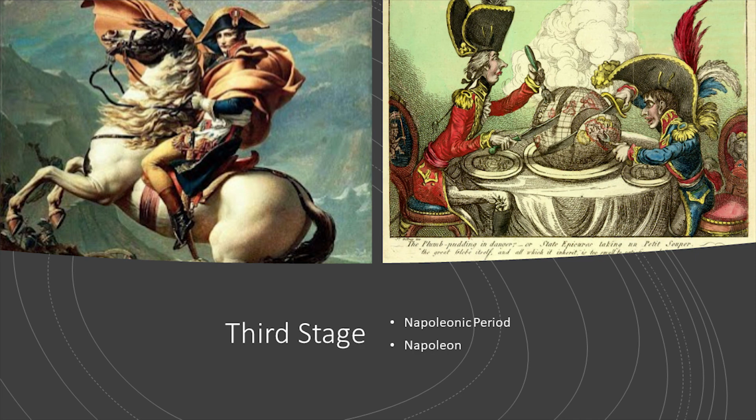The third stage took place later in 1799 till 1815 and is often referred to as the Napoleonic period. We will learn more about the third stage and Napoleon in the next episode of 5 Minutes History.